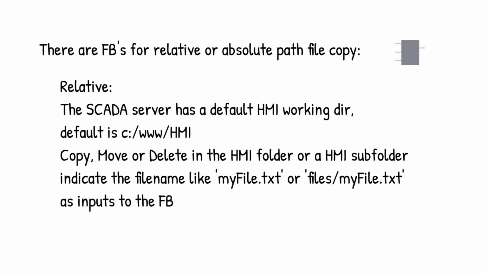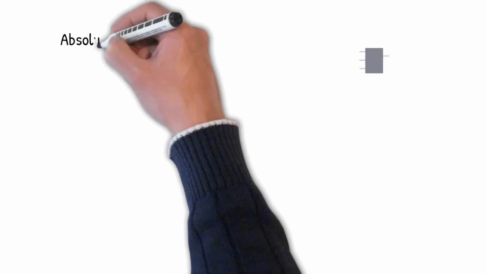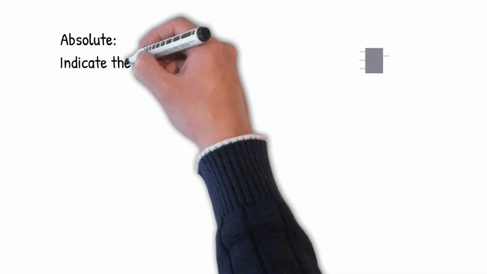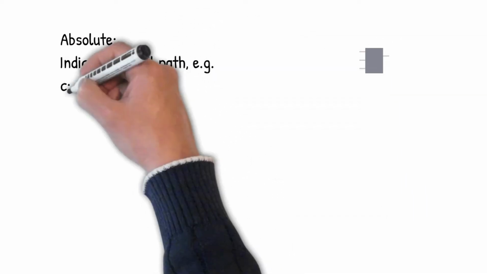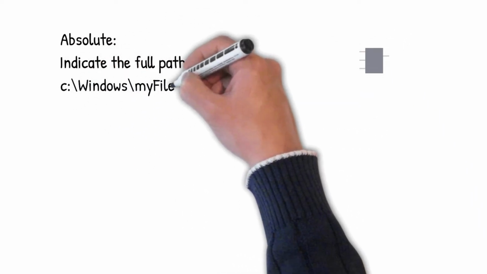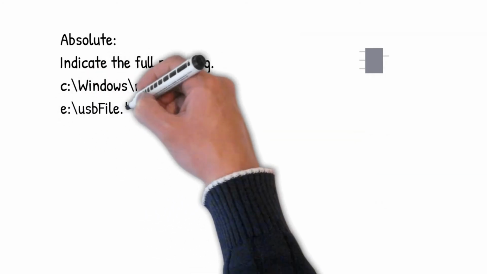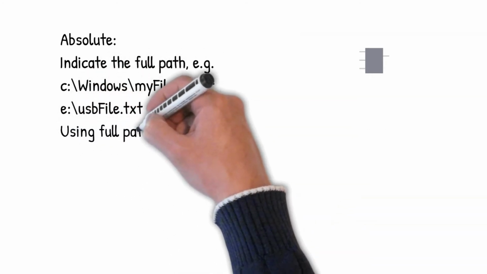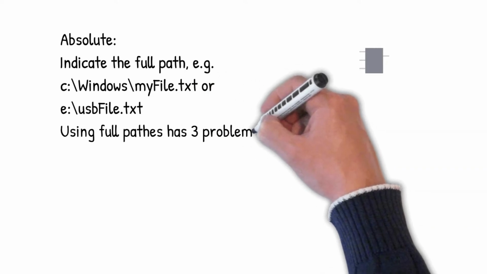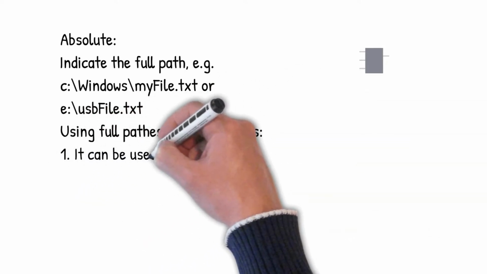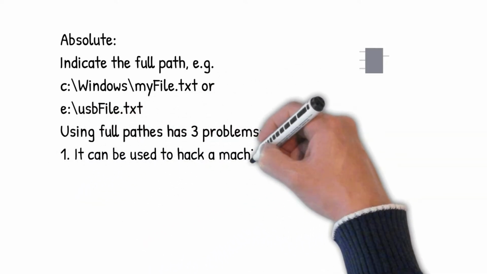file name or the file name with the subfolder, like files/myfile.txt, as inputs to the respective FB. Absolute means you have to indicate the full file path, including the drive, like C:/windows/myfile.txt, or if it's a USB, it's like E:/ and the file name.